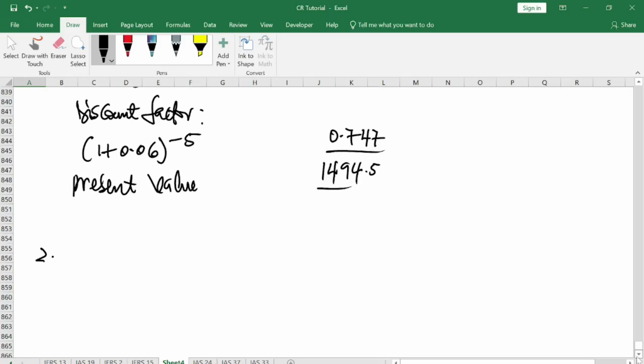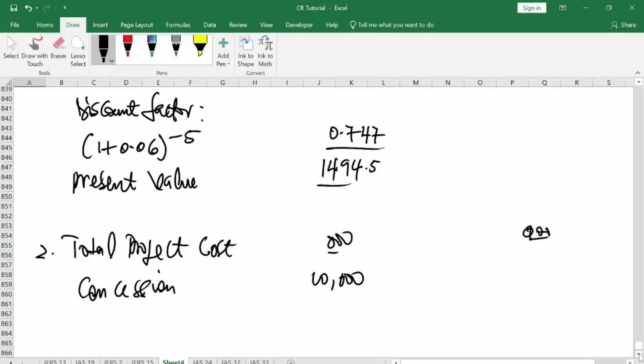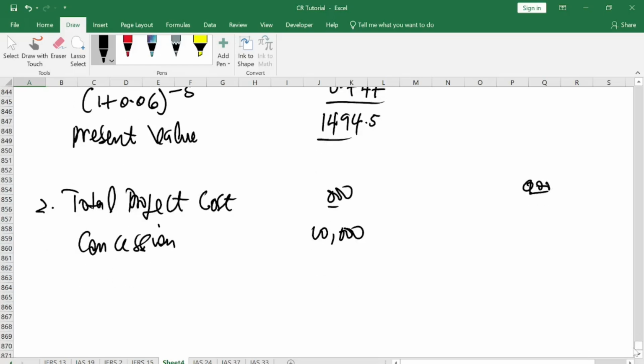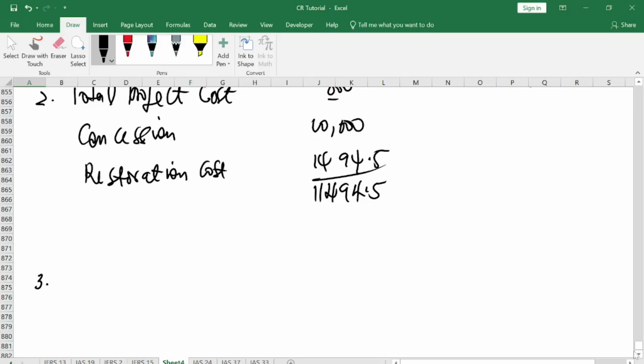Now find the total project cost. You have the concession of 10 million. Then you add the demolition cost, or restoration cost, to it. That should form part of the total cost of the project, which is 1494.5. Okay, so 11, 9, 4, then 3.